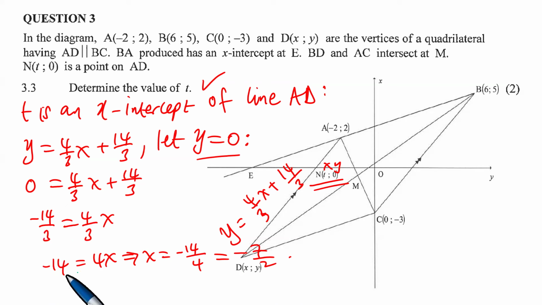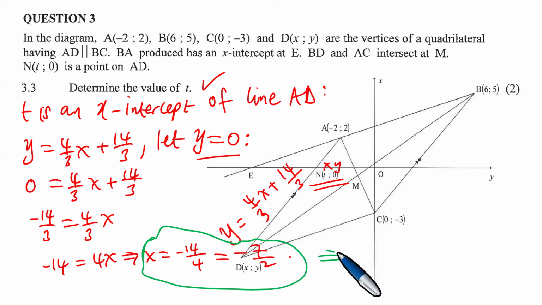The implication therefore is that t is equal to minus 7 over 2, because this is x and x is t here. They said find the value of t. So t is exactly minus 7 over 2. Right, so we take note of that.